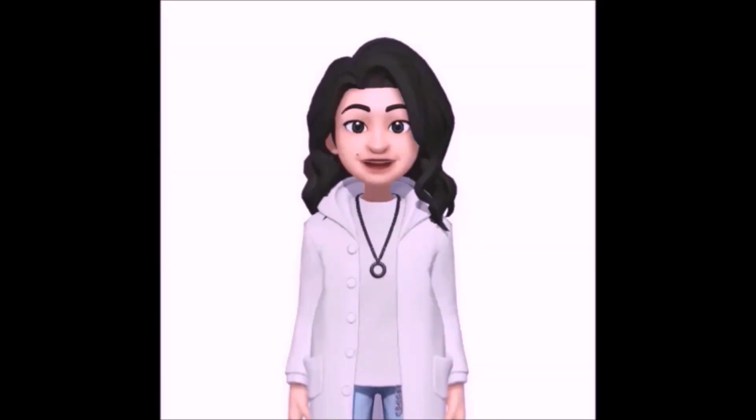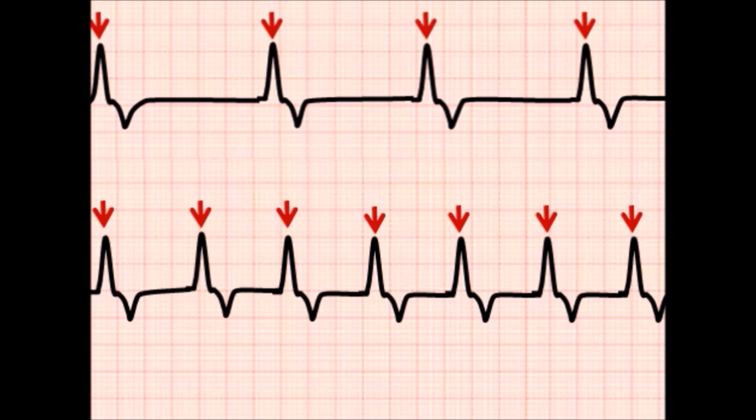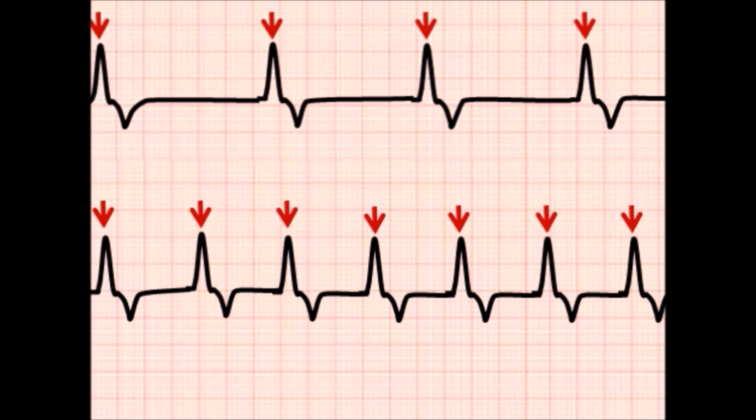Okay. Question number 6. What is the difference between idioventricular rhythm and accelerated idioventricular rhythm? Typically, idioventricular rhythm has a rate of less than 50 beats per minute. When the rate is between 50 to 100 beats per minute, it is referred to as accelerated idioventricular rhythm.